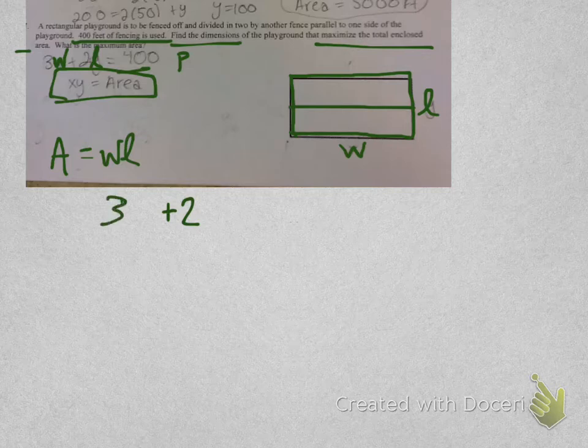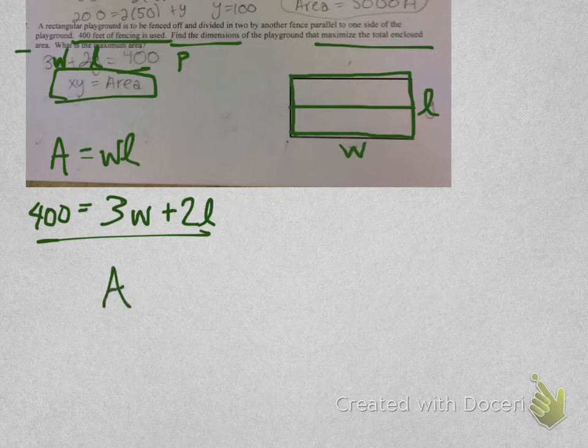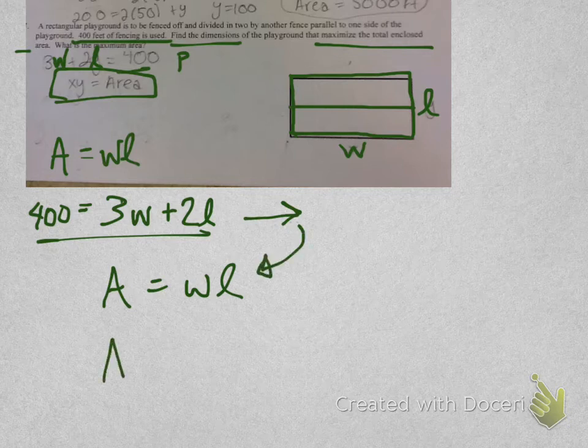All right, so we got 3W plus 2L is 400. Notice that's one way that W and L are related to each other. And the other way W and L are related is in our area equation. What we want to do now is solve this equation for one of them. It doesn't matter which one. Then plug it into that equation, so we want to write the area in terms of just W or L.